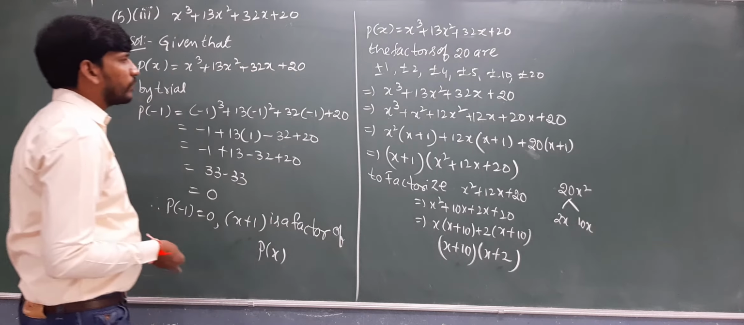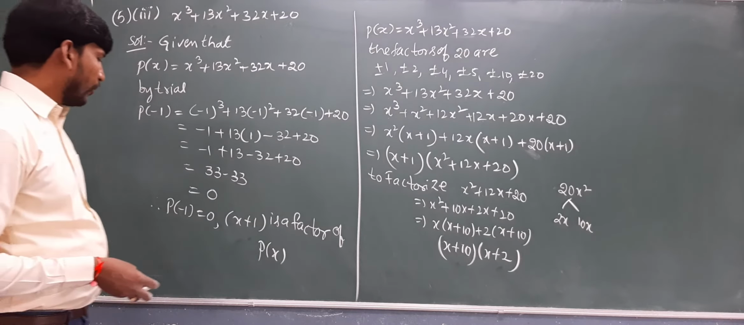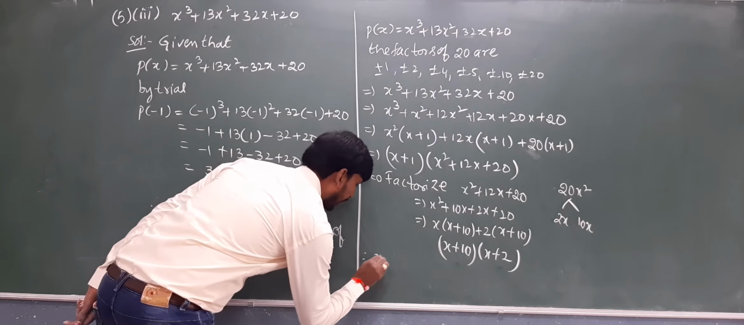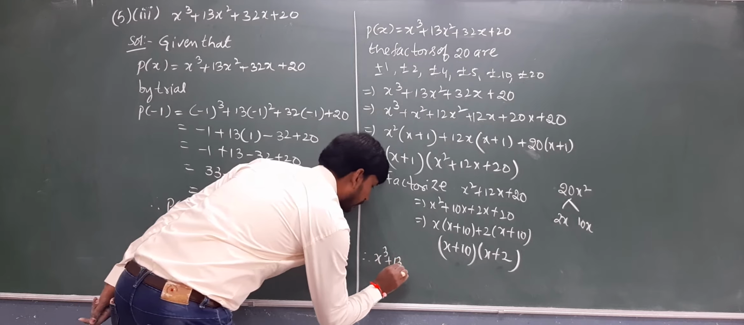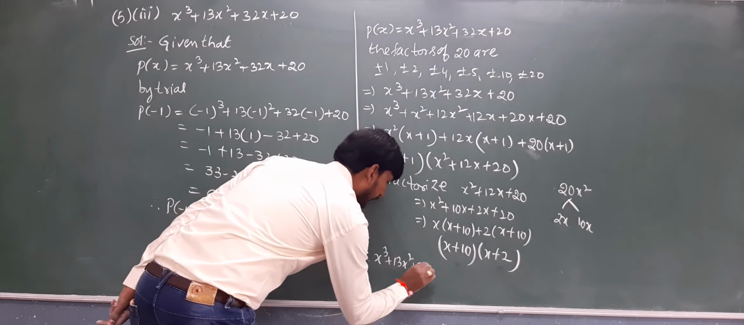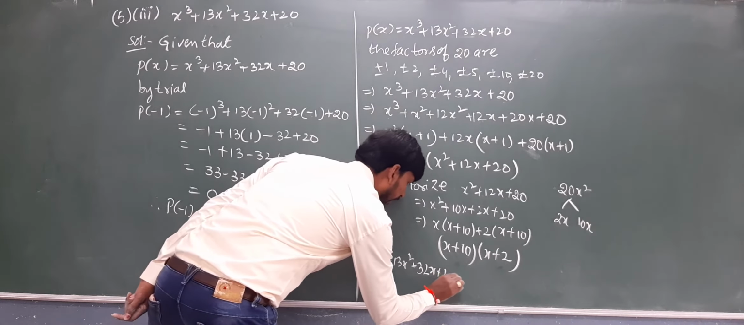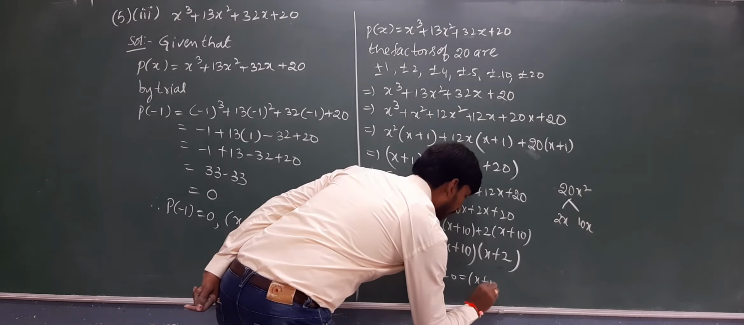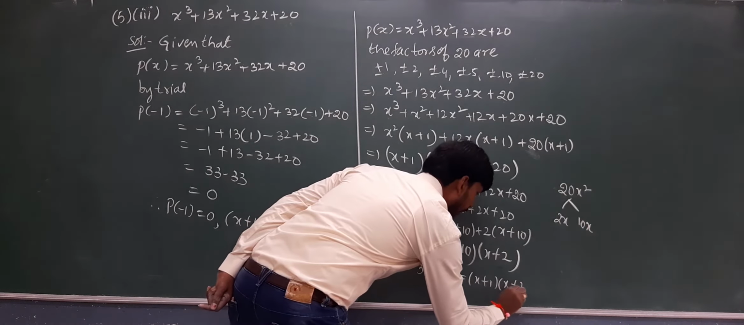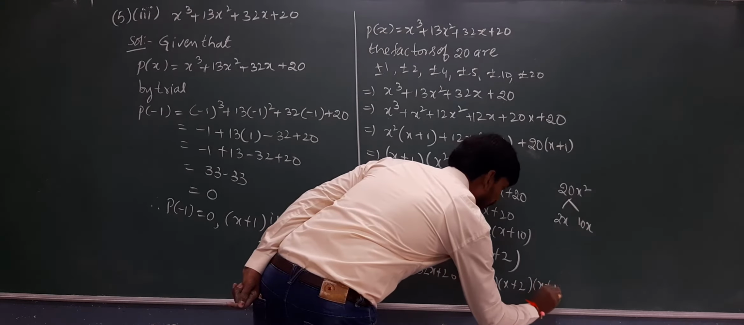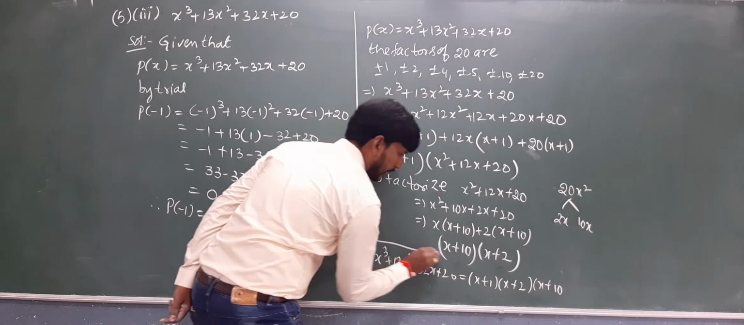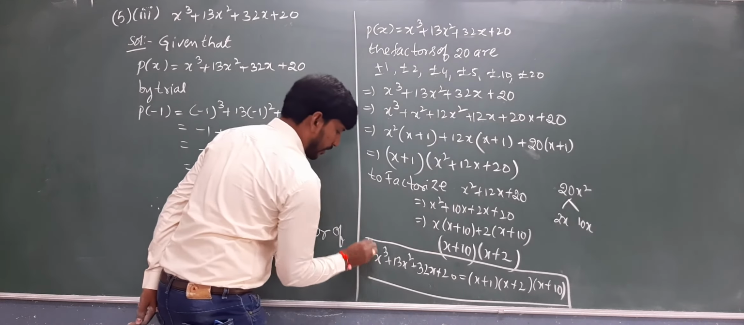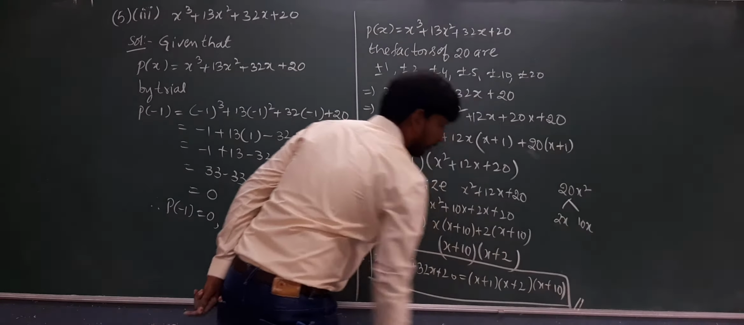So therefore, we need to write the therefore statement here. So therefore the given polynomial x cube plus 13x square plus 32x plus 20 can be written as x plus 1 into x plus 2 into x plus 10. This is your answer. I hope you understood that. Clear, my dears? If you have any doubt, you can call me, no problem, I will explain.